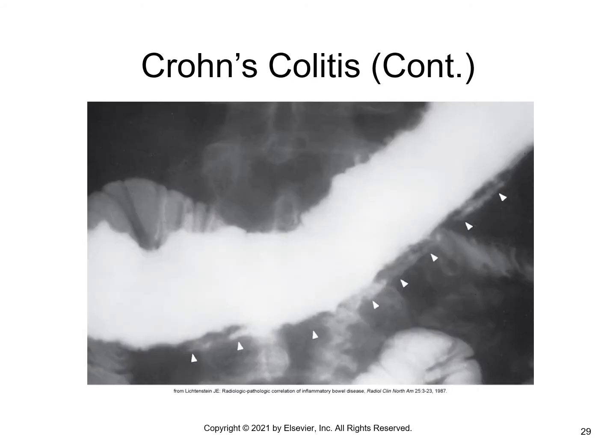Here's an example of Crohn's colitis, and you can see that it has a lot of edema in the wall of the large intestines. It has caused a loss of haustra in the wall, and it almost has a bitten type appearance in that colon.